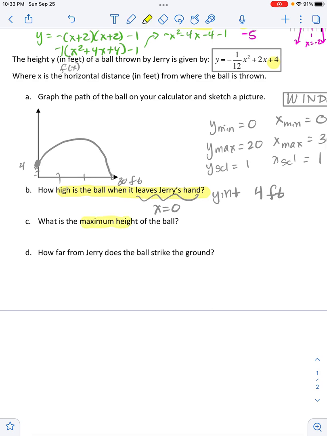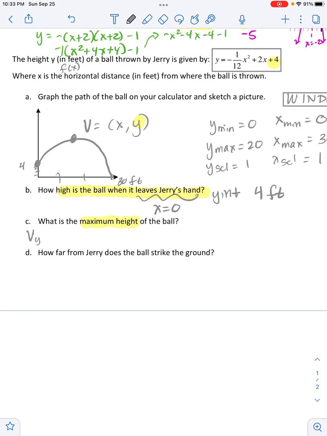What is the max height? Think about what that means. Your max height is going to be wherever the vertex is. Now, the vertex has an x and a y coordinate. Which of those represents height? Hopefully, you're screaming, y! Maybe not screaming. So this is asking you for v sub y.